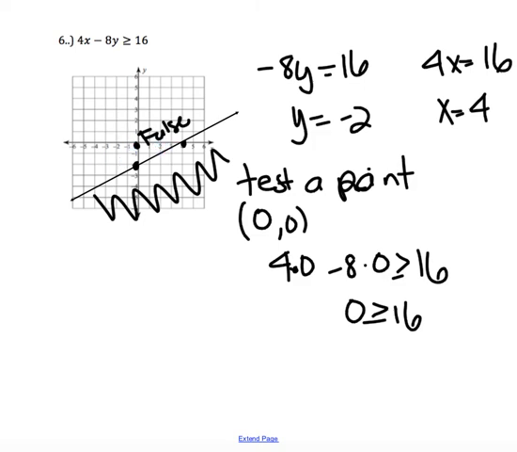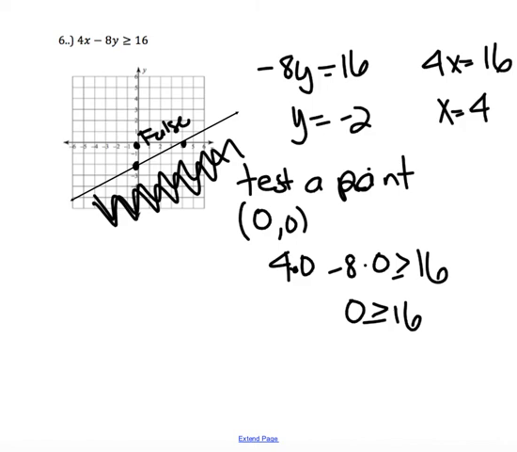In both of our examples, when we tested 0, 0, it ended up being false. If 0, 0 is true, you will shade the side where 0, 0 is, as we want to shade all of the values that are true.